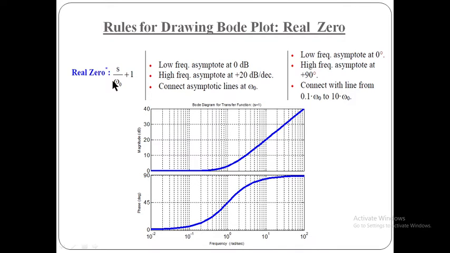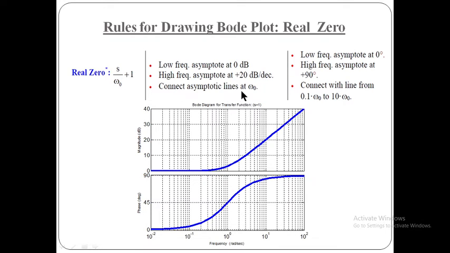When we have a real zero, how do we get the zero? We get the zero by equating the numerator of the transfer function to 0. Here we get the lower frequency asymptote as 0 decibel, you can see the 0 decibel here, then the higher frequency asymptote as plus 20 decibel per decade.